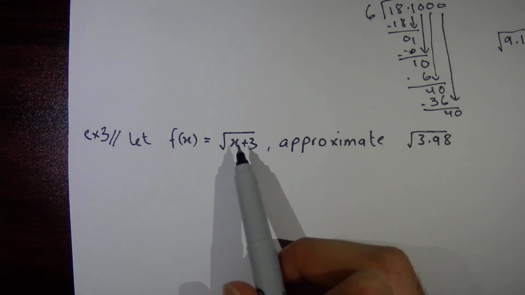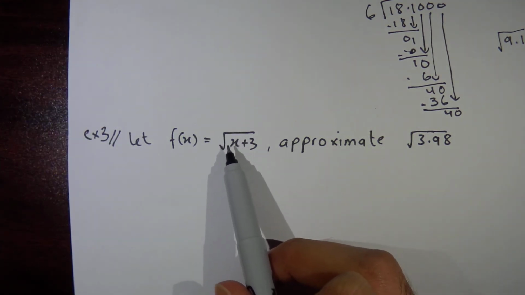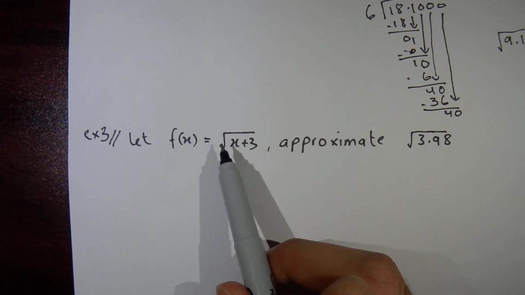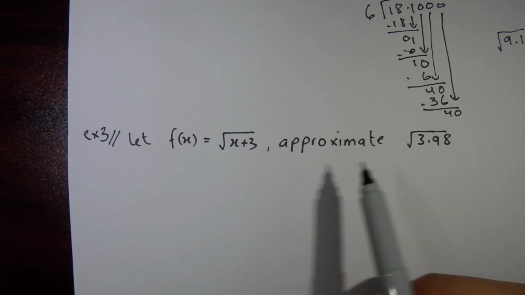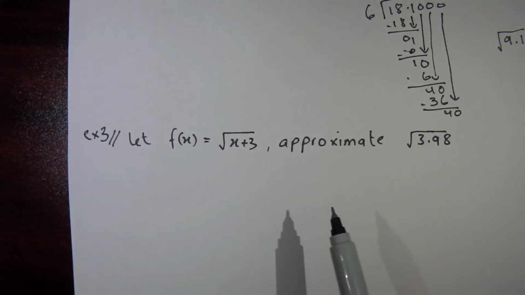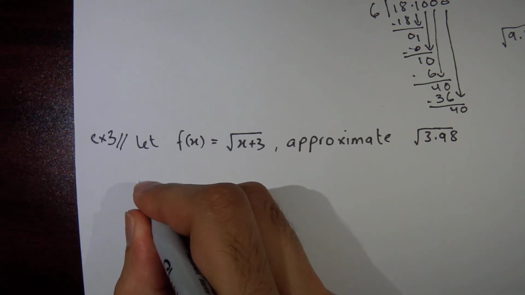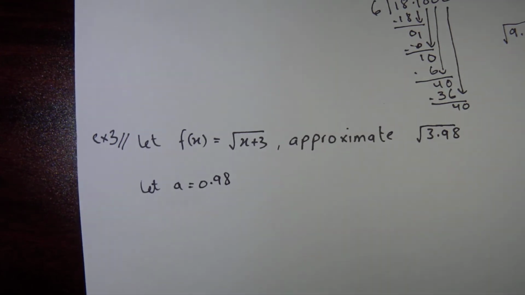However, our function is not just the square root of x. It is the square root of x plus 3. So we need a to be a number such that when it's plugged into this, we get 3.98. The only suitable answer really is let a equal to 0.98. So let a equal 0.98.